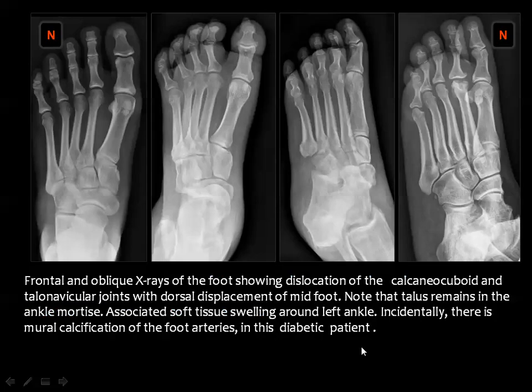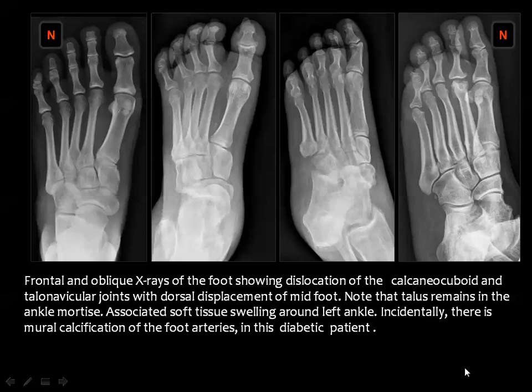Then, if you have the frontal X-ray and the oblique X-rays of the foot, this is the normal frontal and oblique X-rays, and this is the Chopart injury. You cannot appreciate the injury. All you can see is this disturbance of the relation of the tarsal bones with loss of the clear joint definition between the bones themselves.